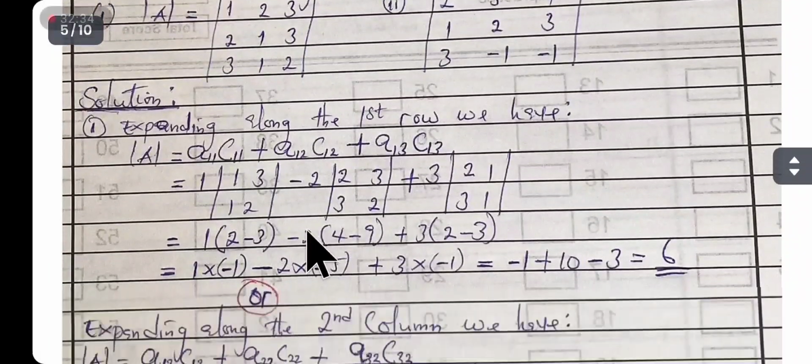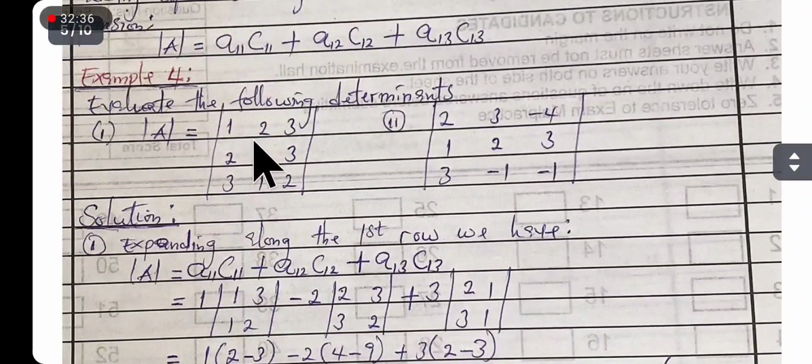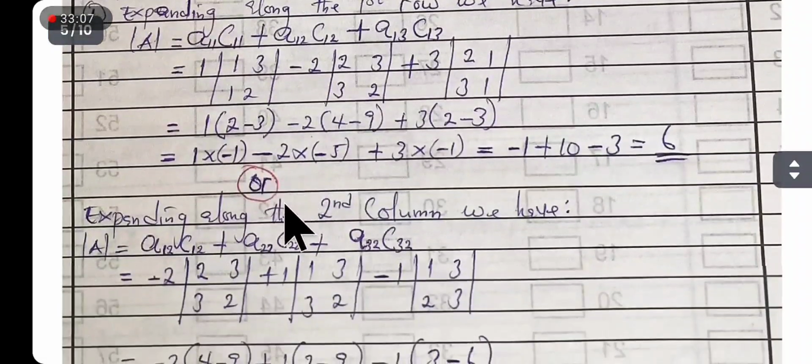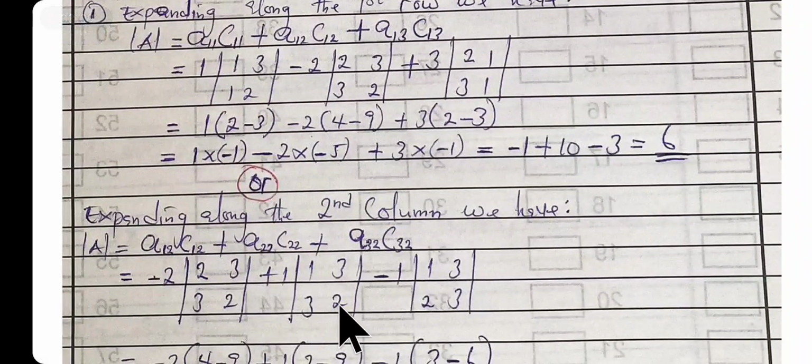Then plus 1. Why is it plus 1? Look at the position of this 1 here. It is in the second row and second column. 2 plus 2 is 4. 4 is an even number, so it's plus. And by the time you take this one, the column is cancelled and its own row is cancelled. So we are left with 1, 3, 3, and 2.